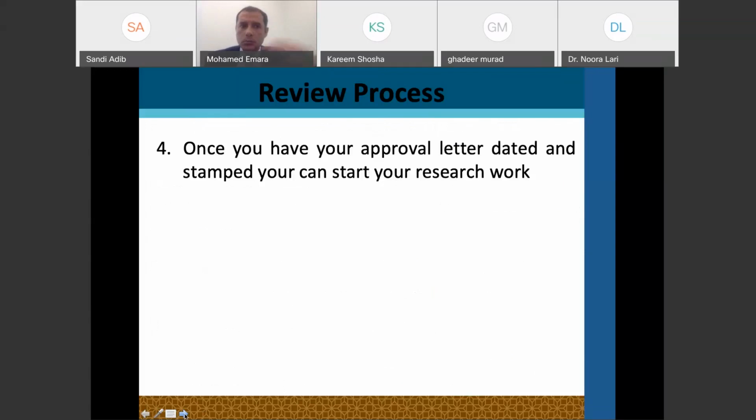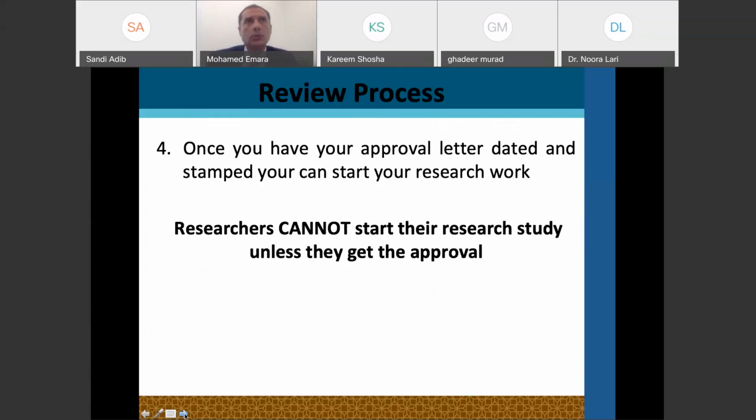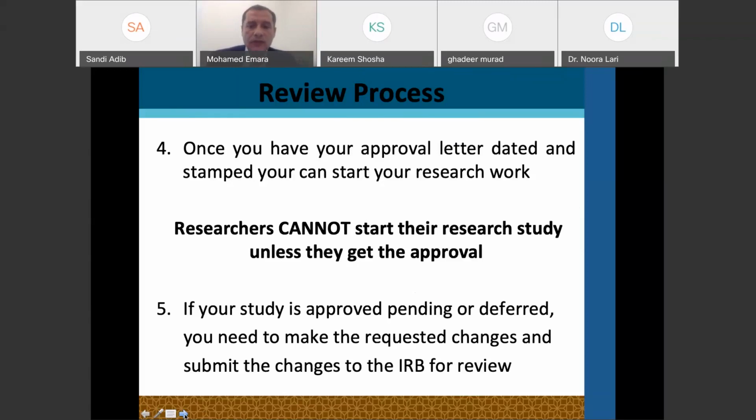Once you have your approval letter, dated and stamped, you can start your research work. No researcher can start any research study unless they got the approval from the IRB. Please put that in mind. We do not give any retrospective approvals. So you need to apply for IRB. Don't start your research except when you have the approval.